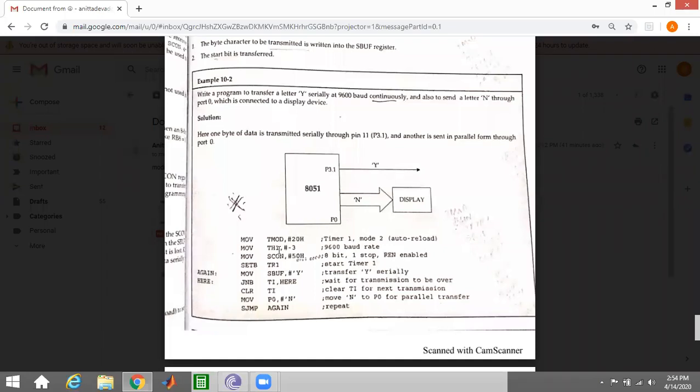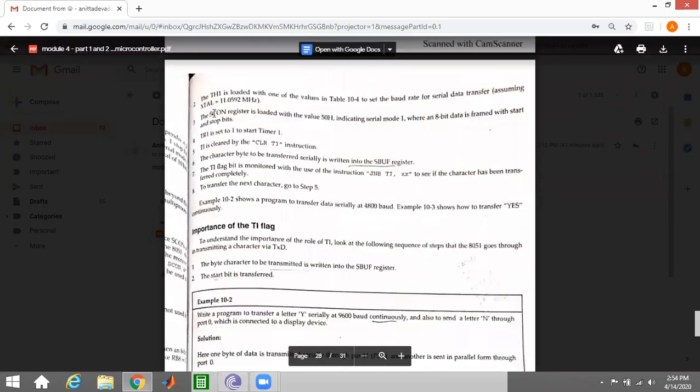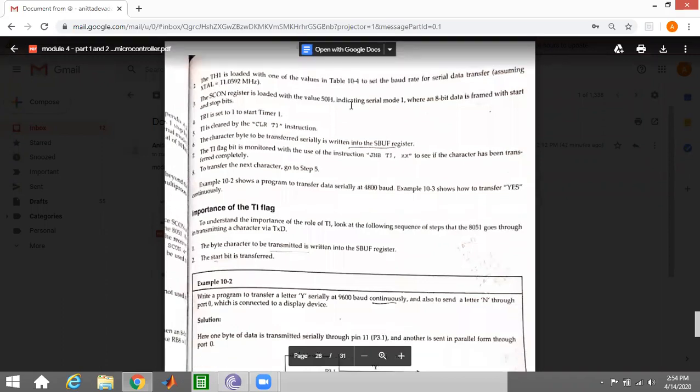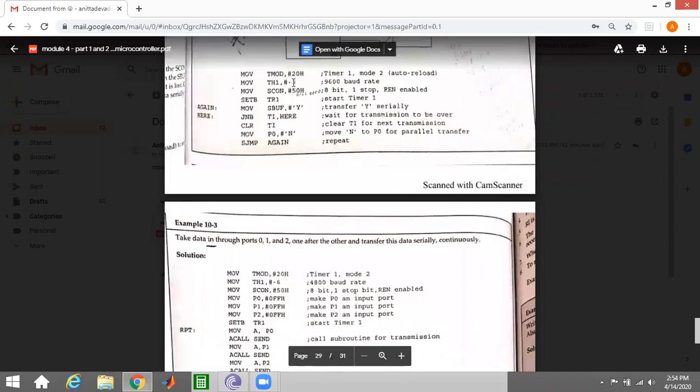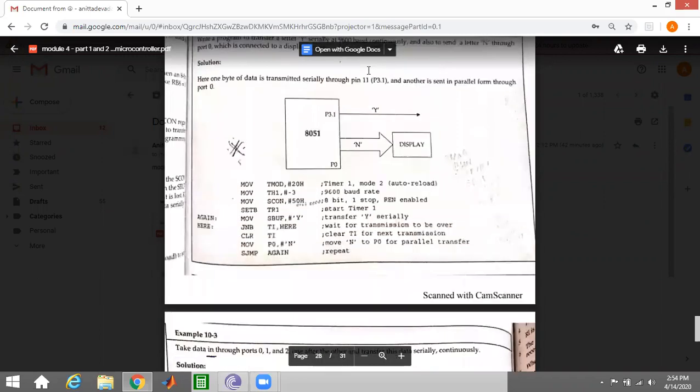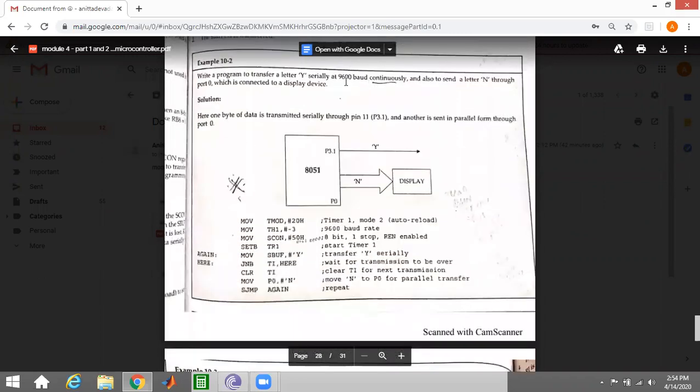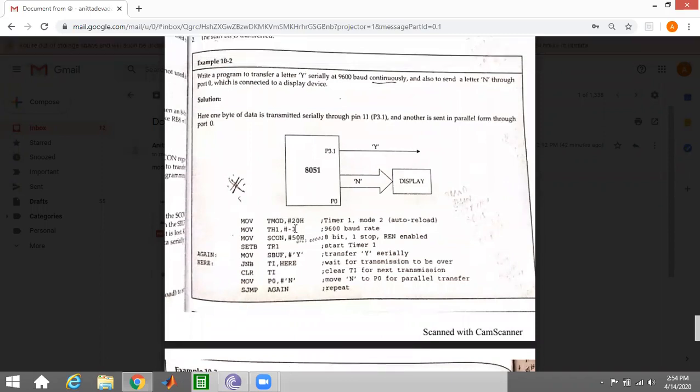What is the second step? TH1 is loaded with any one of the values from table 10.4. Here in the question they have asked you to use 9600 baud rate, right? So for 9600, we get the TH1 value by the calculation in the table. We have seen the table, right? In the table the value is -3. You want me to show the table once again? No, ma'am, we know.